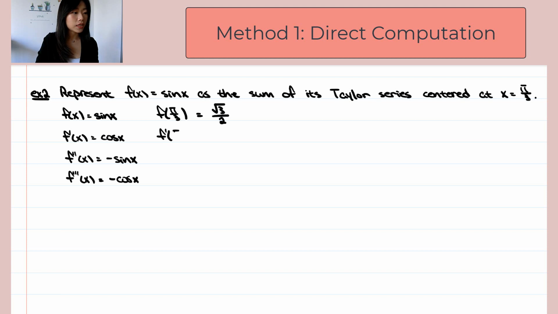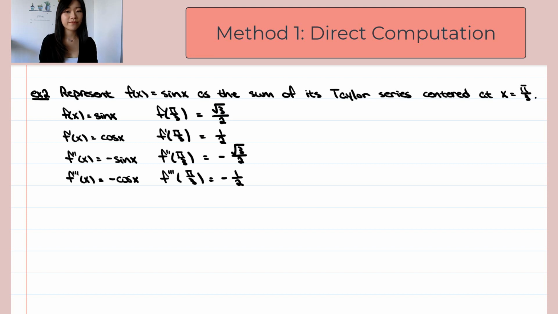And for the first derivative evaluated at pi over 3, that is cosine of pi over 3, which equals 1 over 2. And for the second derivative at pi over 3, that is negative sine of pi over 3, which is negative square root of 3 divided by 2. And the last one, the third derivative evaluated at pi over 3, that is negative cosine of pi over 3, which equals negative 1 over 2.